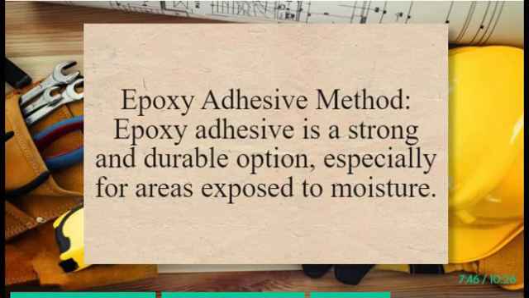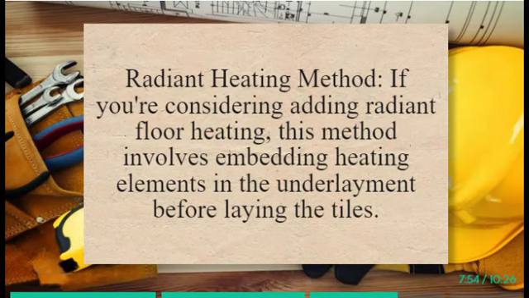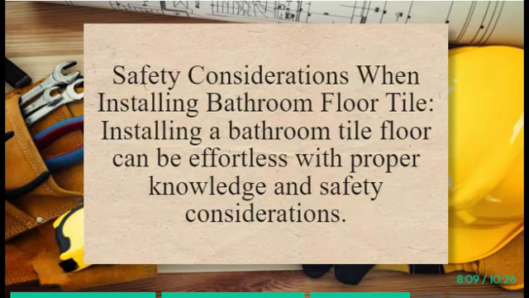Epoxy adhesive method. Epoxy adhesive is a strong and durable option, especially for areas exposed to moisture. It's suitable for both the subfloor and the tiles, creating a solid bond. Radiant heating method. If you're considering adding radiant floor heating, this method involves embedding heating elements in the underlayment before laying the tiles. The tiles are then installed over the heated subfloor.